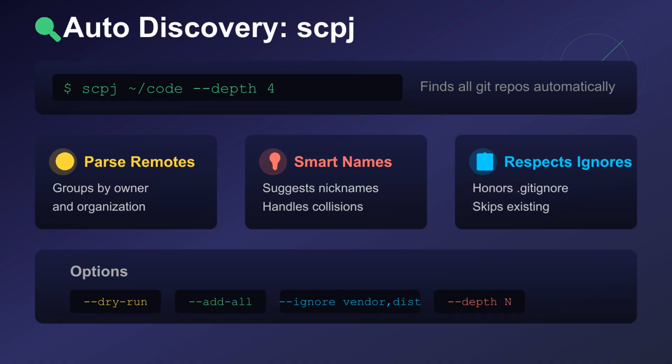The scan command finds all your Git repositories automatically. It parses the remote origins to group by organization, suggests nicknames, and handles collisions. Run scpj on your code directory, and your entire project list populates in seconds.